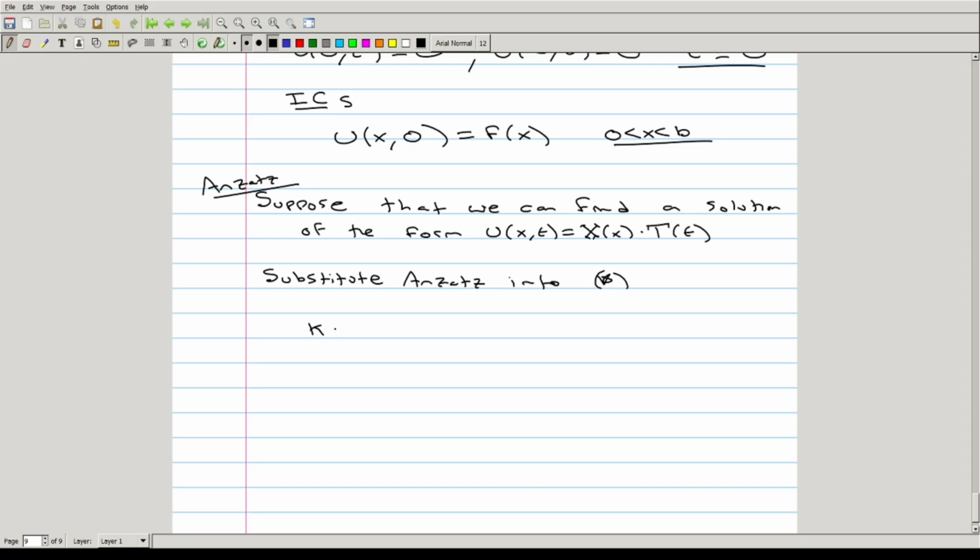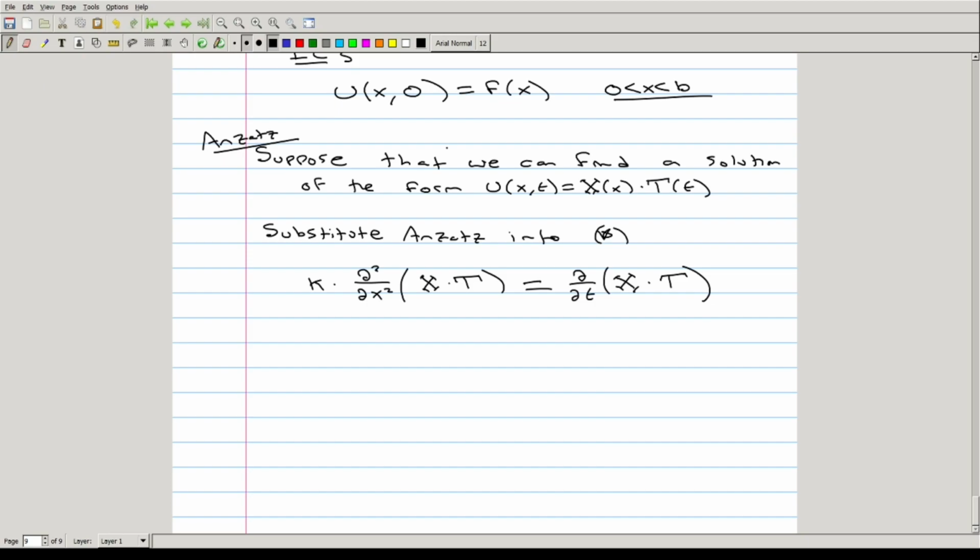When we do this, we get the equation k times the second derivative of X, which is a function of x, times capital T, which is only a function of t, has to be equal to the t partial derivative of T times X. And because X is a single variable function of x, and capital T is a single variable function of t, this reduces to k times X double prime times T is equal to X times T prime.